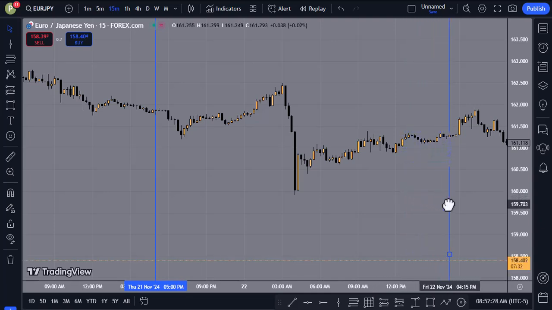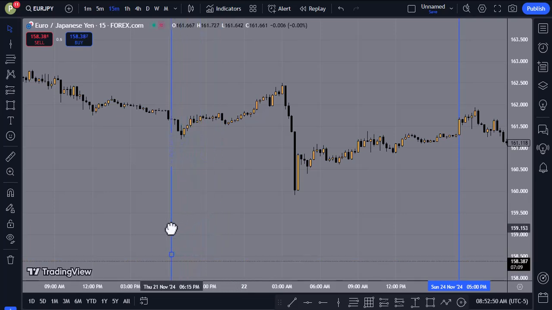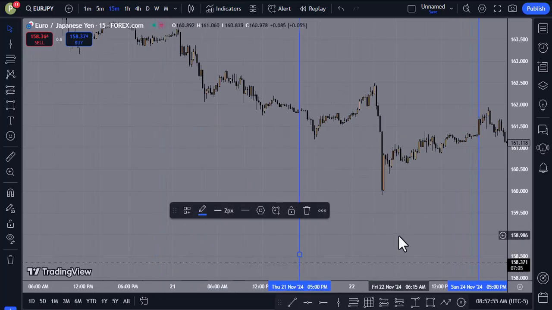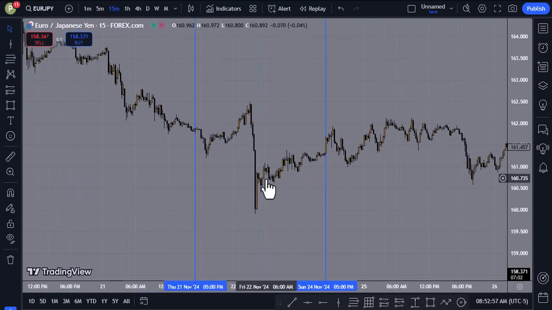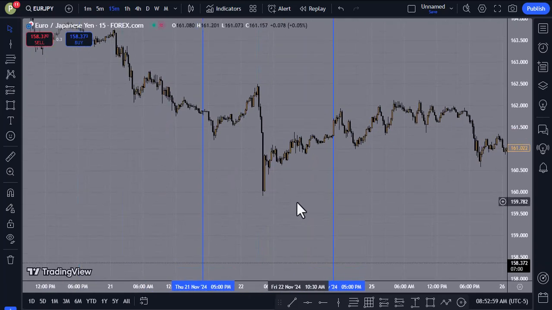This is 1 p.m., 2 p.m., 3 p.m., exactly 5 p.m. So Friday 5 p.m. and I want to also check Thursday 5 p.m. Thursday 5 p.m. should be around here. Okay, which means it was correct. So this is Thursday 5 p.m. and with this one I think this one is helpful.